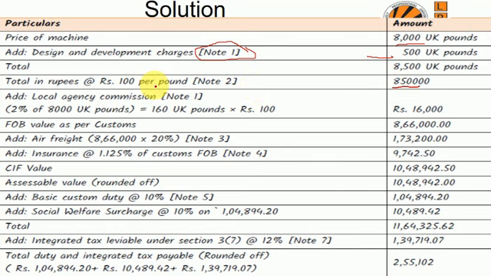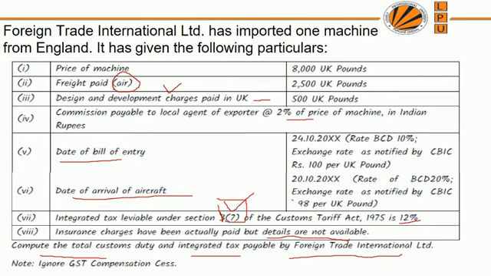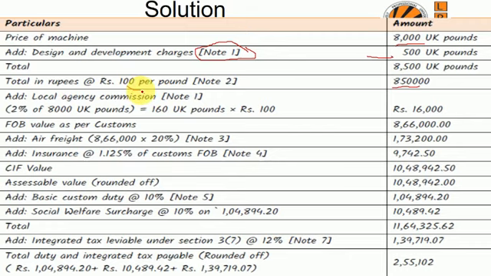We convert it into Indian rupees. Now, how do we convert it into Indian rupees? We will take the rate of CBIC that we already know. But which rate? Are there different rates also given? Yes, there are two rates given: 100 per UK pound given by CBIC and 98 per UK pound given by CBIC. But we have taken 100 rupees per pound. Why? Because the rate on the date of presentation of bill of entry has to be considered. So that's why we have multiplied it by 100.